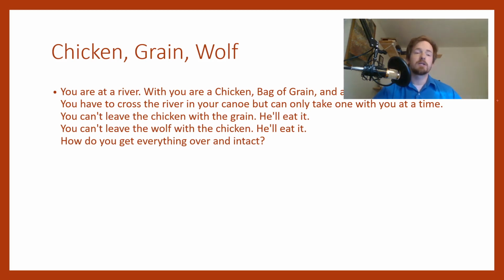So the rules here are that you can't leave the chicken with the grain because the chicken is going to eat the grain, and you can't leave the wolf with the chicken because the wolf will eat the chicken. So how do you get everything over from one side of the river to the other in this canoe that can only take 1 thing at a time without leaving the chicken and the grain together or the wolf and the chicken together? So I encourage you to pause this video, try to solve this on your own, and then check back in whenever you think you have a solution or whenever you feel like you give up.